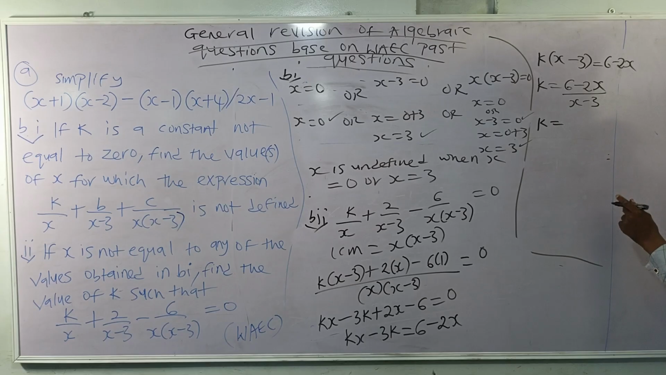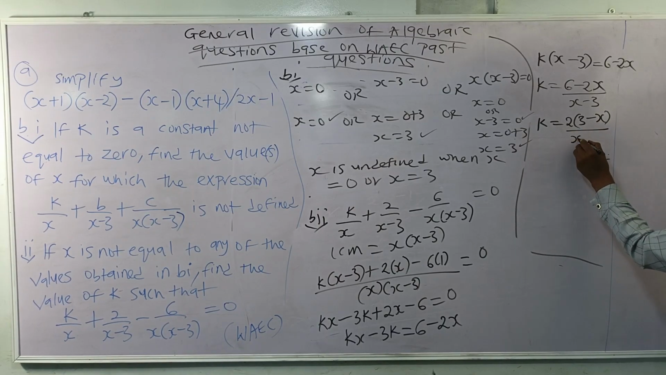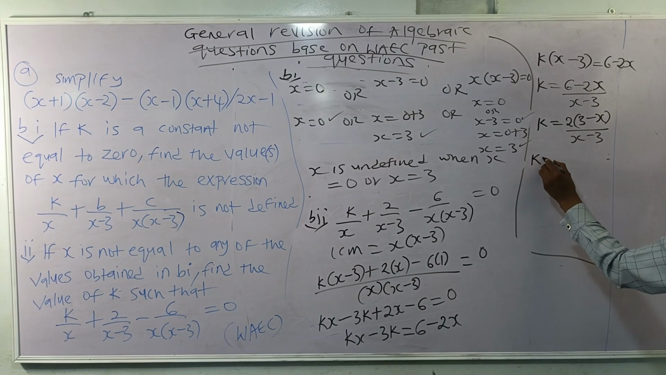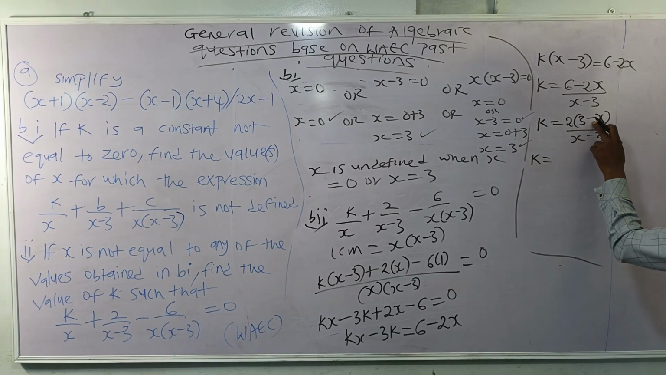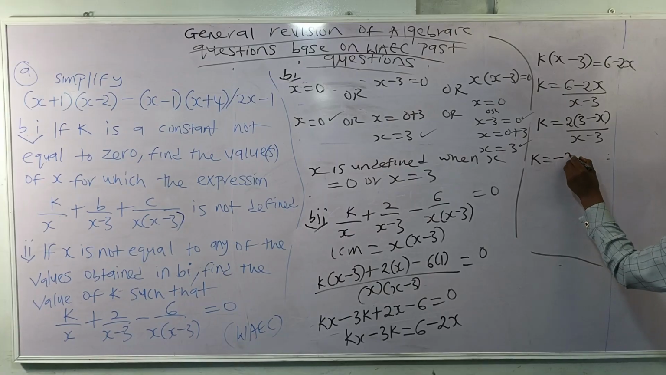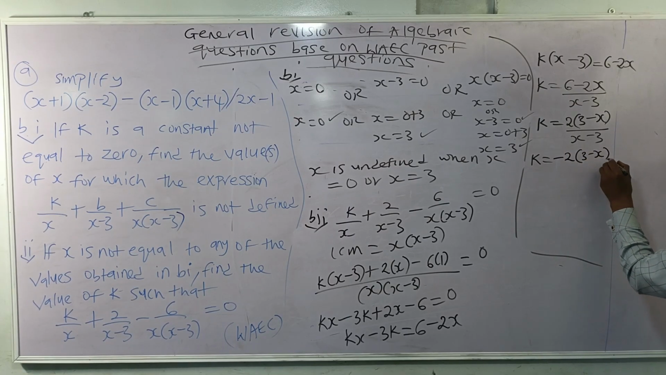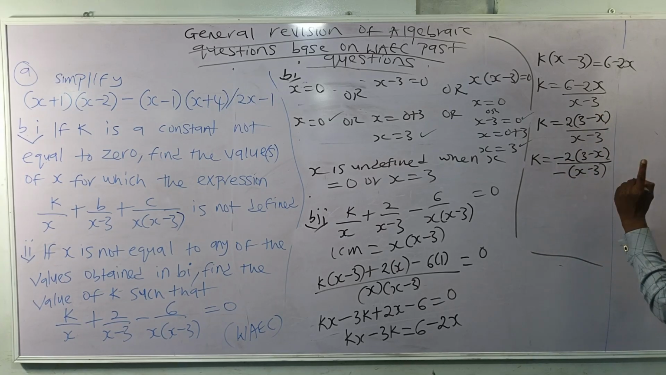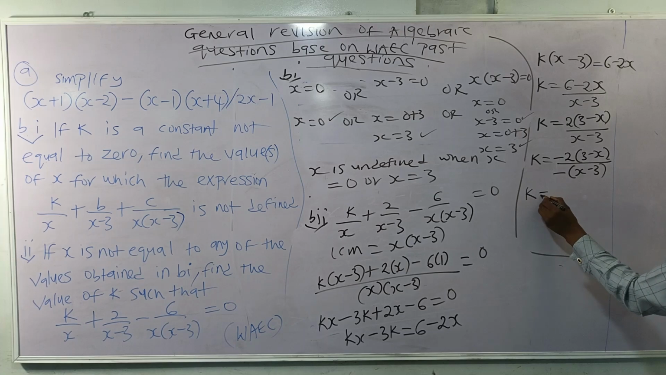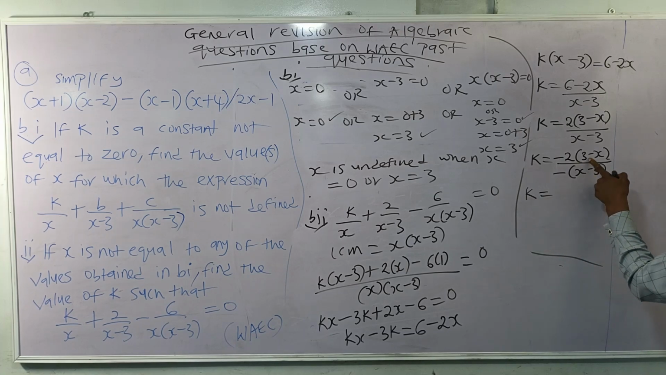So what's common here? 2. If I put 2, 6 divided by 2 is 3, and 2x divided by 2 will give me x, all over x minus 3. And k will be equal to, if you observe this, y here is positive 3, this is negative, and this negative x is positive x. So I have minus 2 bracket 3 minus x all over minus bracket x minus 3. I've changed nothing, remember. But minus will still give back this expression, which is positive.